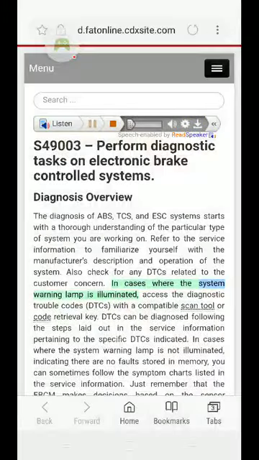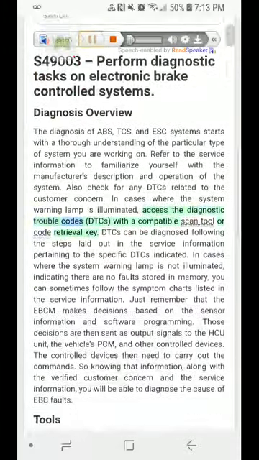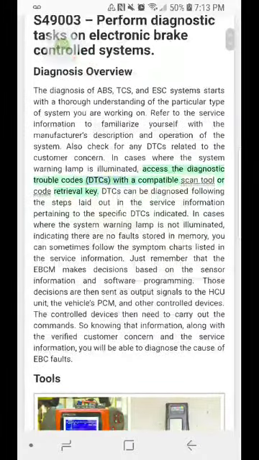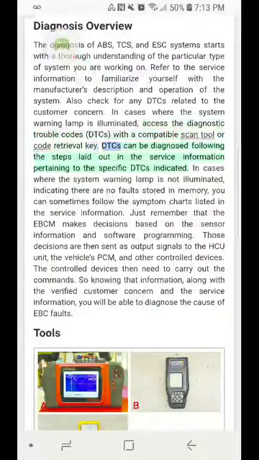In cases where the system warning lamp is illuminated, access the diagnostic trouble codes, DTCs, with a compatible scan tool or code retrieval key. DTCs can be diagnosed following the steps laid out in the service information pertaining to the specific DTCs indicated. In cases where the system warning lamp is not illuminated, indicating there are no faults stored in memory, you can sometimes follow the symptom charts listed in the service information.